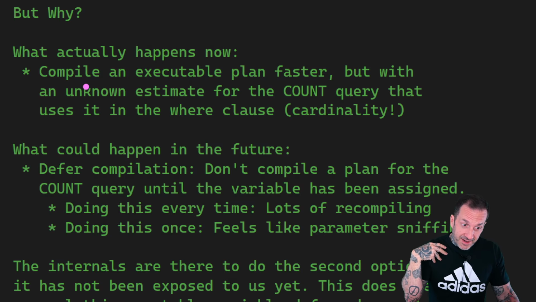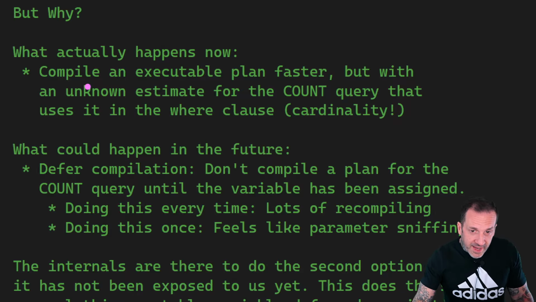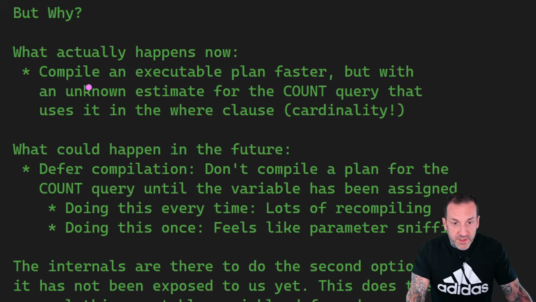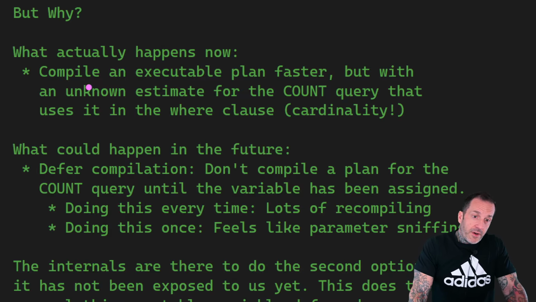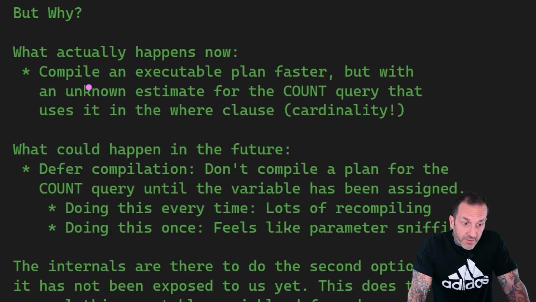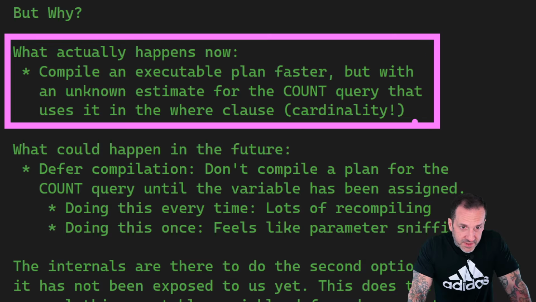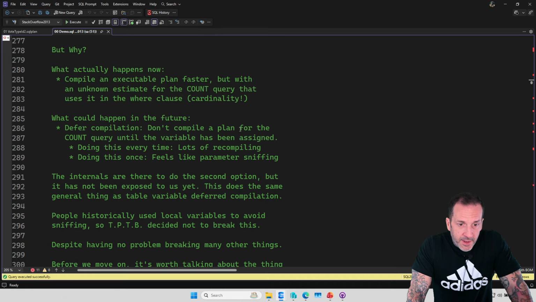That of course doesn't extend to any column level statistical histograms of data in there, but we at least get table cardinality. So Microsoft could technically do this with local variables as well. It could say, I'm going to defer compilation of any queries that touch these local variables until that local variable has a value assigned to it. Right now, we don't do that. Right now, SQL Server says, screw it, I'm going to compile a plan, and in order to do that fast, I'm just going to use these unknown estimates for any local variables in my where clause.